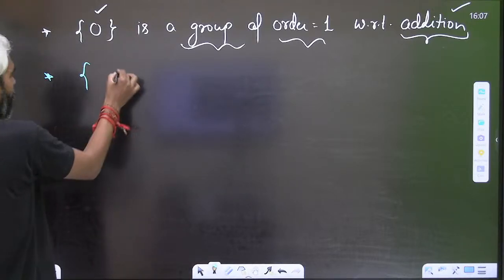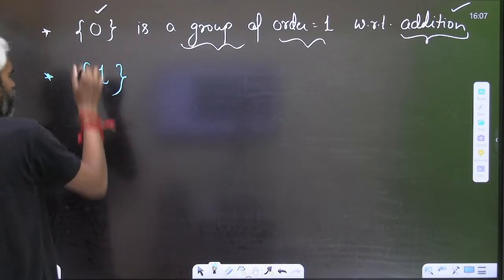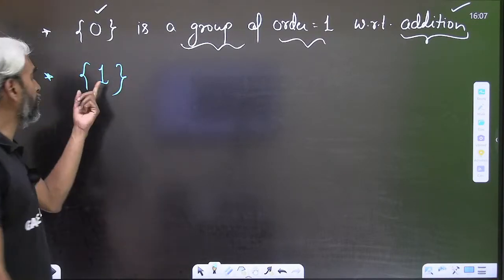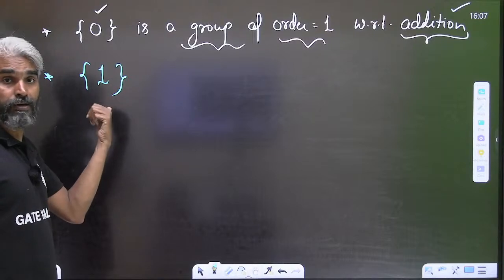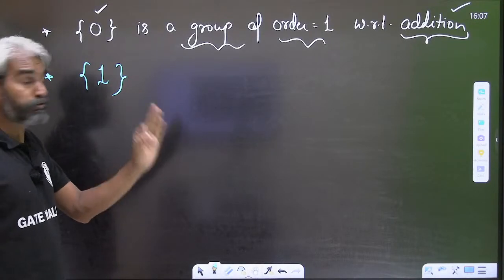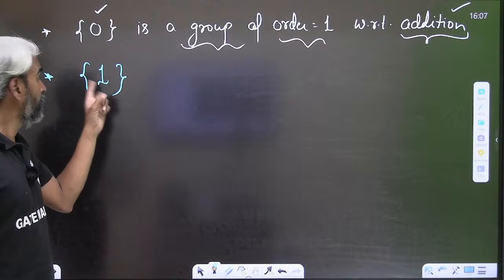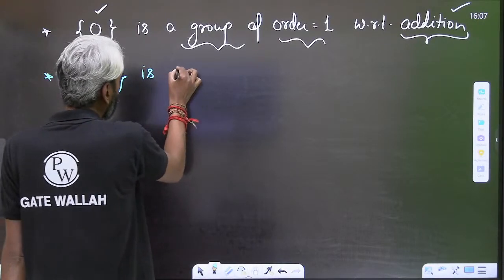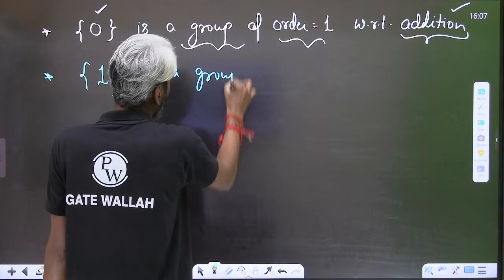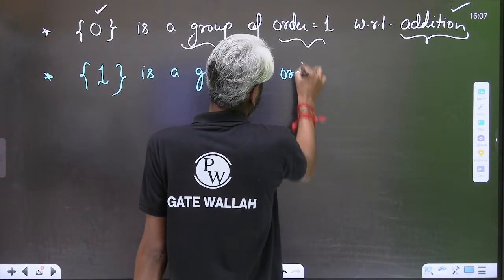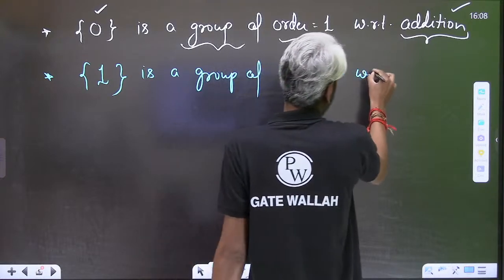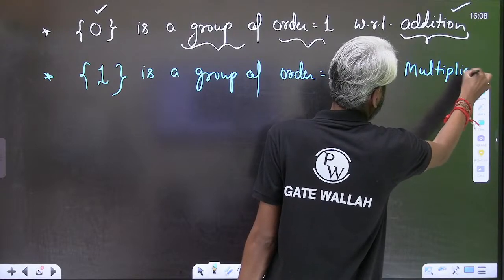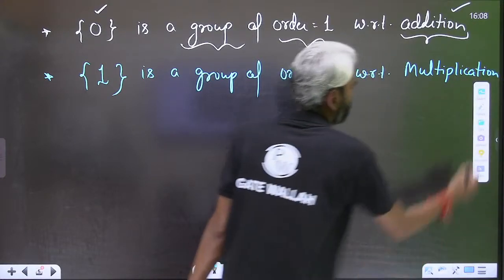Okay. If I have a set in which I include element 1, so 1 is the identity element with respect to multiplication. We know no matter how many times we multiply 1 with 1, the result will be 1. It will be closed with respect to multiplication. Multiplication is associative. The identity element with respect to multiplication is 1, and the inverse of 1 will be 1. So 1 is a group of order 1 with respect to multiplication. All the properties of the group are satisfied.